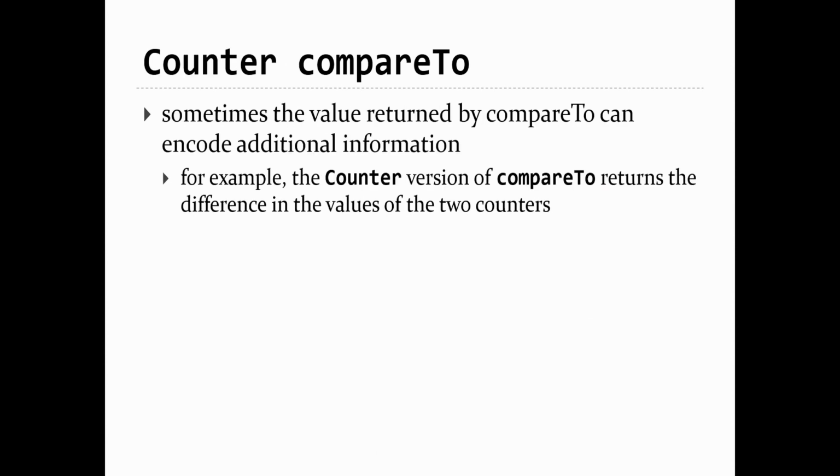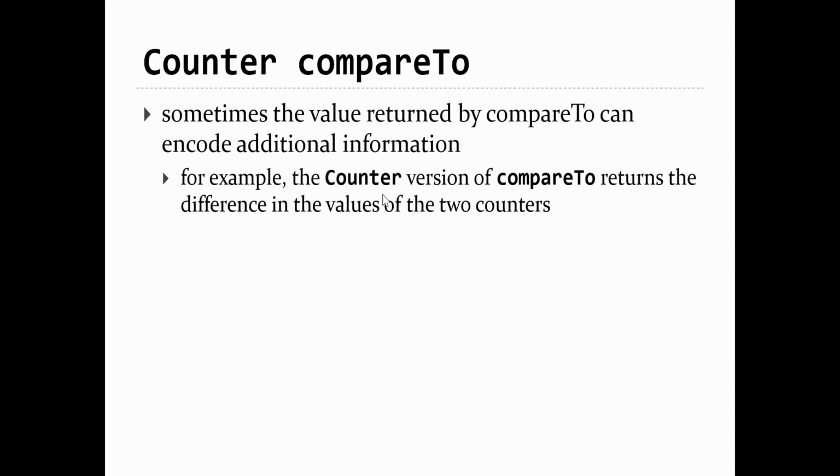Okay, so the contract for compareTo says that it returns an integer, negative, positive, or 0, but it doesn't say what the magnitude of the number should be. So occasionally, it's useful to encode some extra information in the magnitude. Not always, but sometimes it is. So string, for example, does encode extra information in the value that's returned by compareTo.